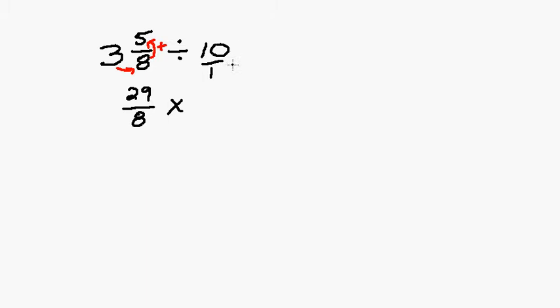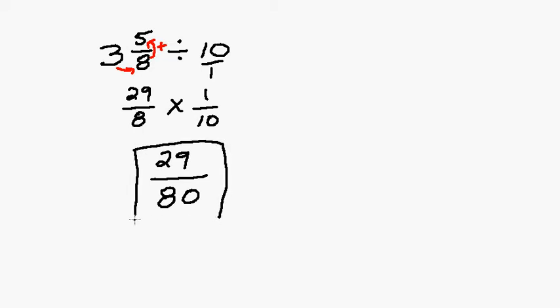Anytime you have a whole number, you can put it over 1, and that is an equivalent fraction to your whole number. So to flip that over, we would have 1 over 10. So now we have 29 over 8 times 1 over 10. And when we're multiplying fractions, we're going to multiply straight across. So 29 times 1 is 29, and 8 times 10 is 80. And this fraction cannot be reduced, and so that is our answer.